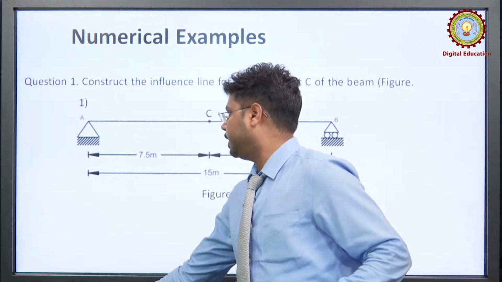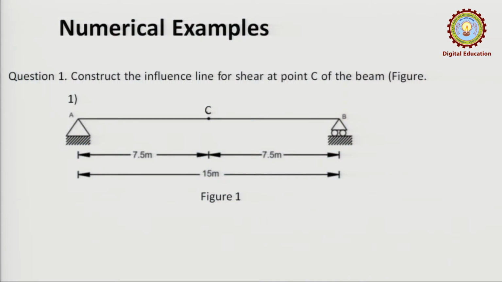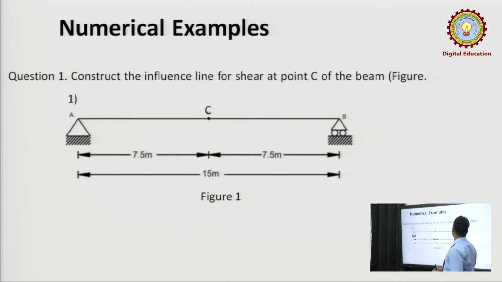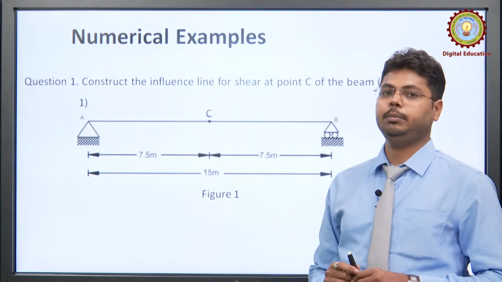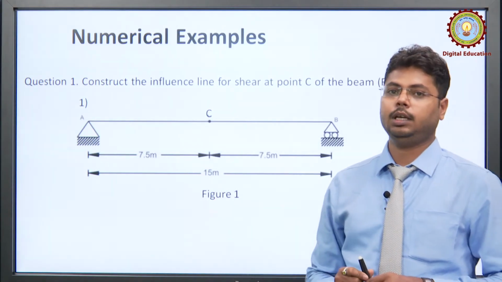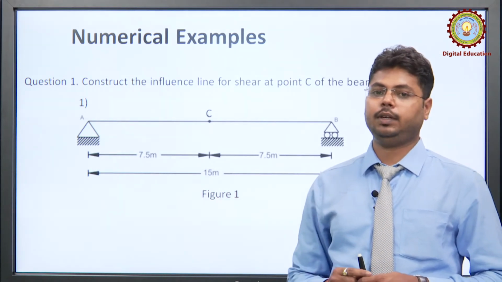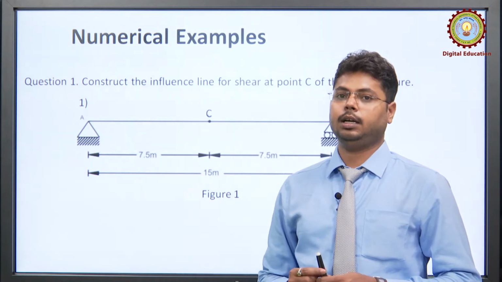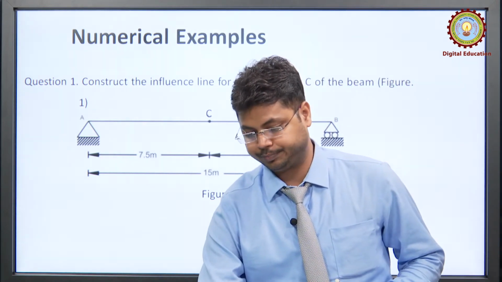Here, as we can see, what is the question? The question is to construct the influence line for shear at point C of the beam given in the figure. The beam AB has a span of 15 meters. I gave you this question in the last session, and here we are going to discuss this question for the shear.